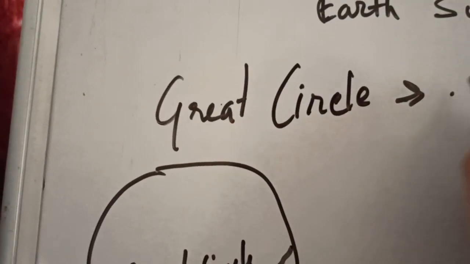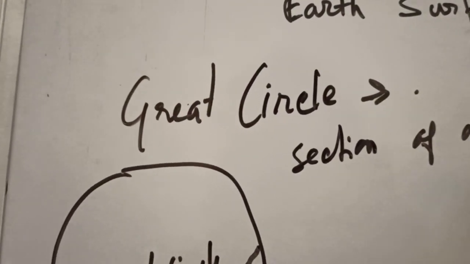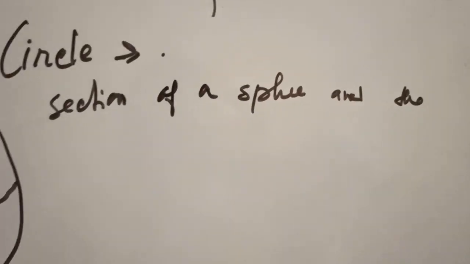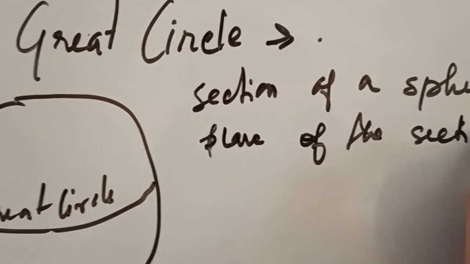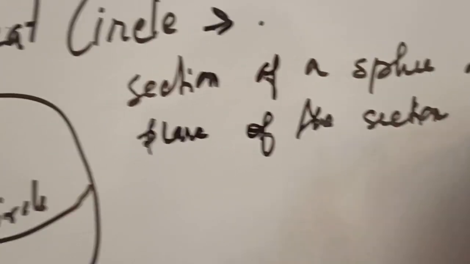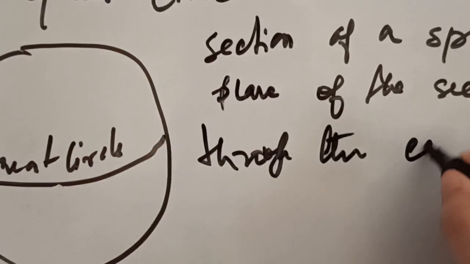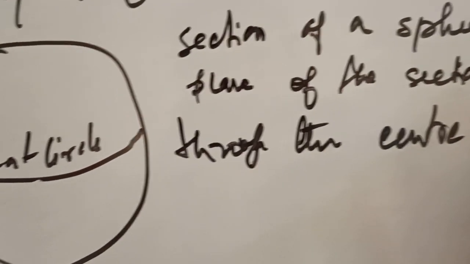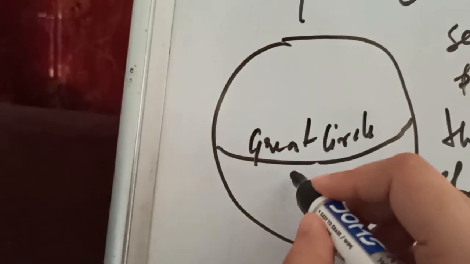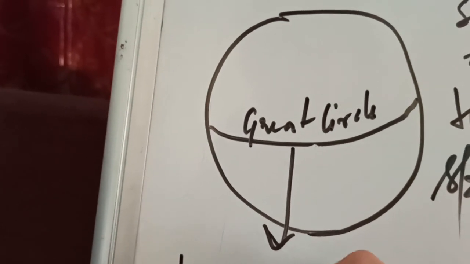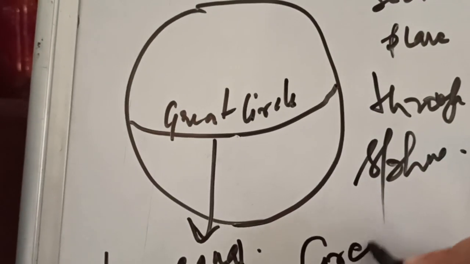The great circle is actually a section of a sphere, and the plane of the section passes through the center of the sphere. The circle that cuts the earth into two equal halves is called the great circle.